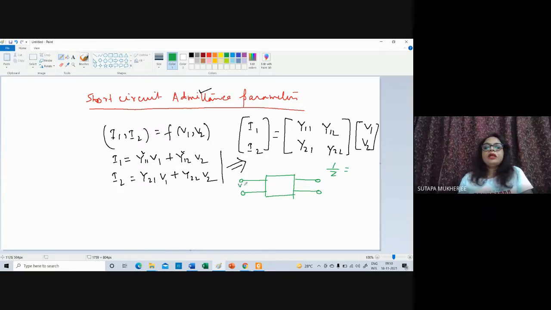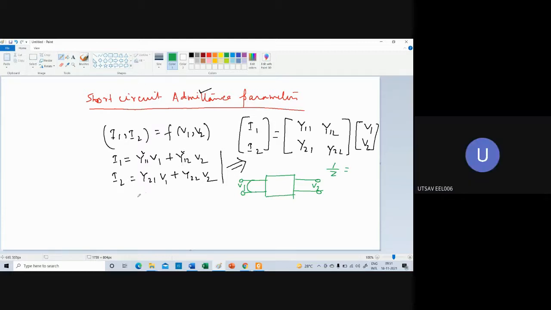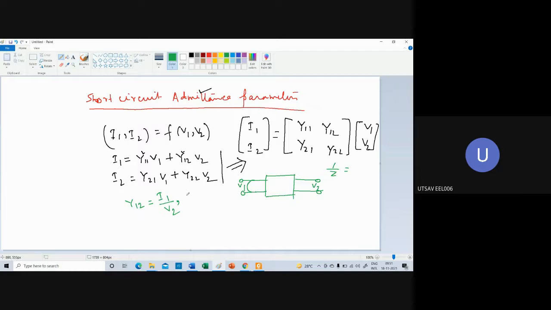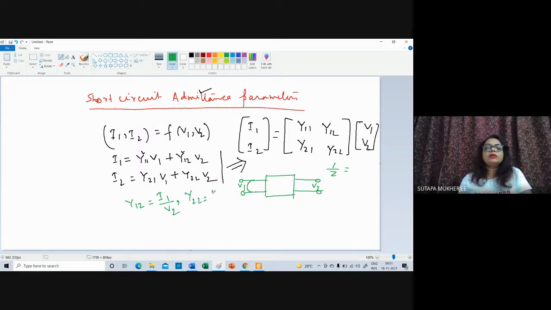Okay. So this is V1 and this is V2. What will happen if you short V1? Then what parameters will you get? Y12 and Y22. So Y12 is equal to I1 by V2. Fine? I1 by V2. And again Y22. Y22 will be equal to I2 by V2.